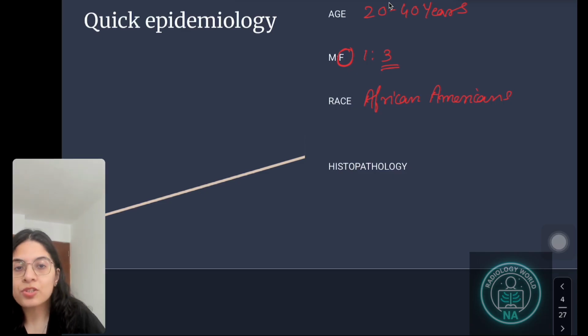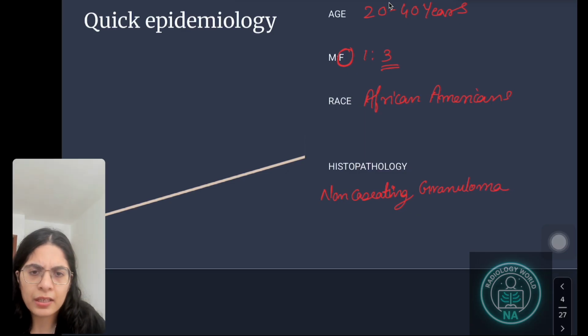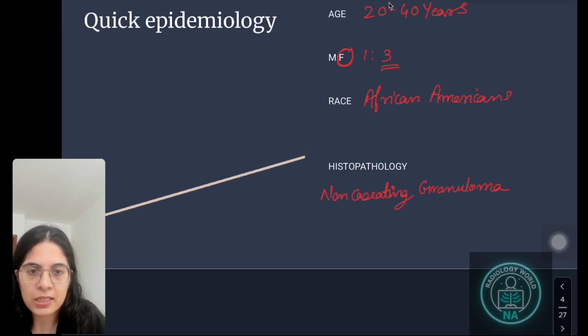And what about the histopathology? I am sure everyone knows it. It is non-caseating granulomas. Very commonly they test this in the clinical vignette. They will give that the histopathology report revealed non-caseating granuloma, or one of the answer stems will give you that these are the non-caseating granulomas which are commonly seen in sarcoidosis.